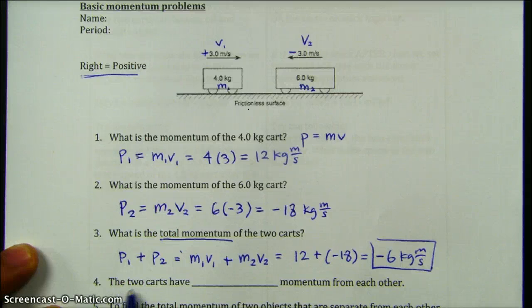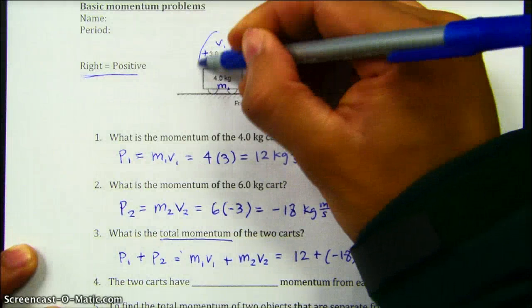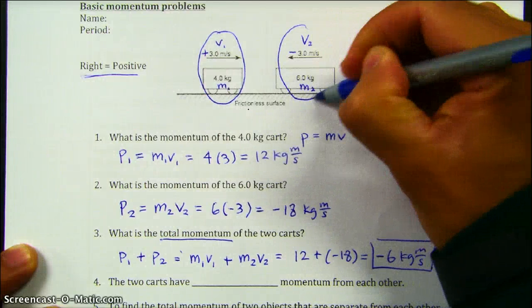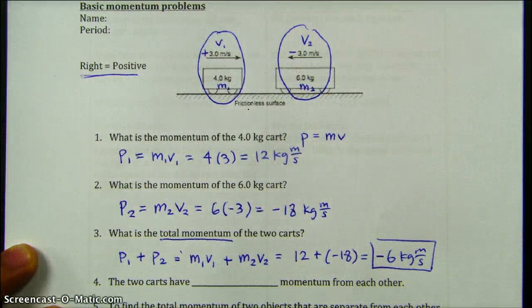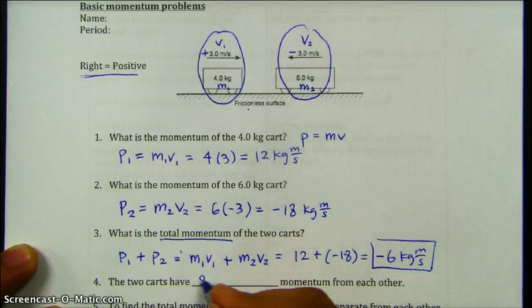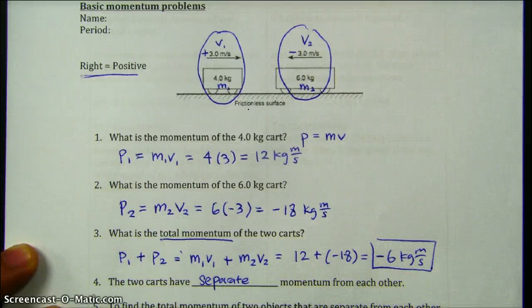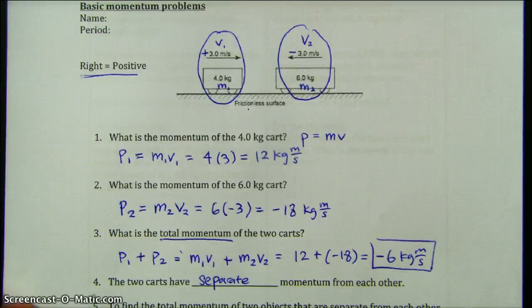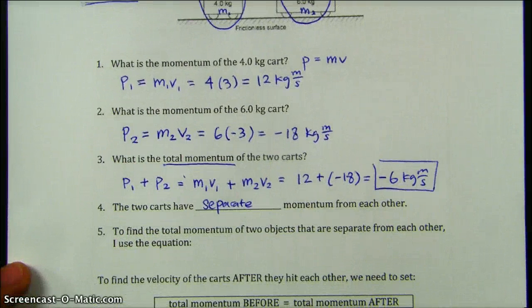It says here that the 2 carts have blank momentum from each other. Now here you have to see that the first mass and the second mass are separate from each other, so they're going to have separate momentum from each other. So we're going to write down separate momentum from each other. Great. So let's move on ahead.